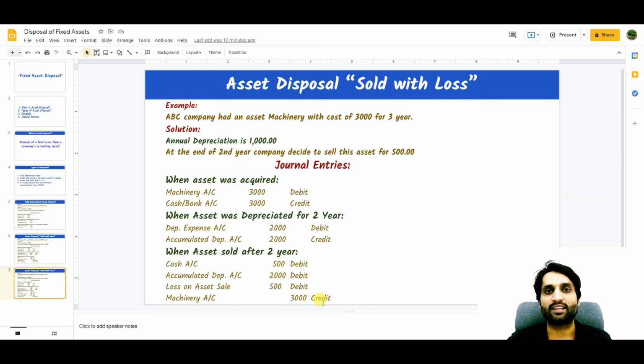So this is the concept of disposal of an asset with all the scenarios I have explained to you. I hope you understand this concept.